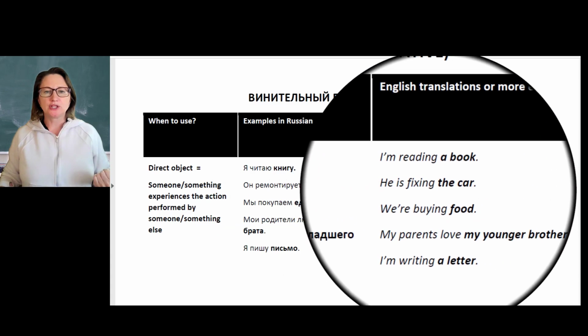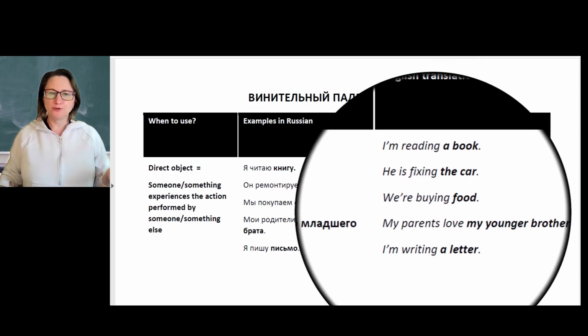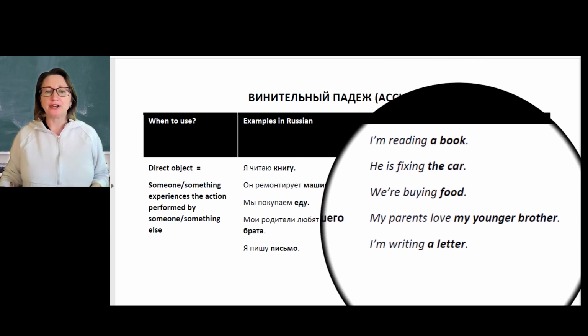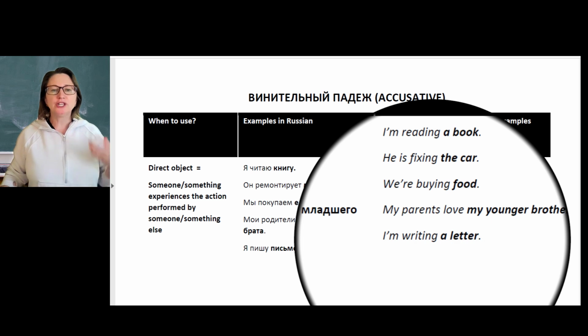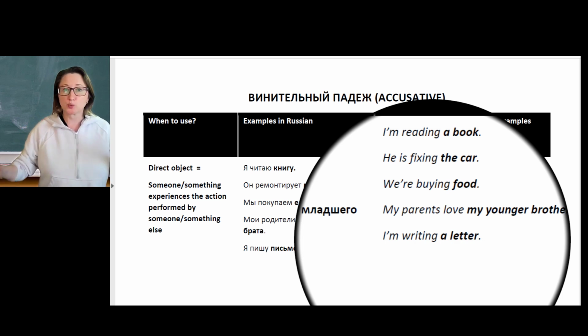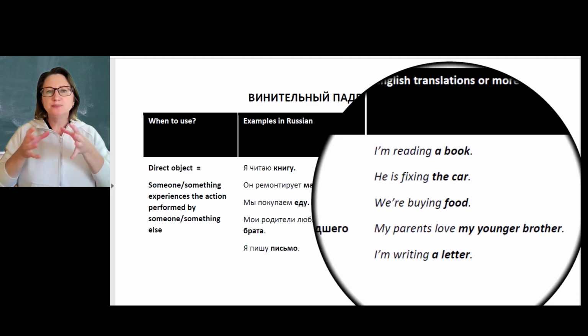So again, let's take a look at the English examples. I'm reading a book. The book is being read by me. He's fixing the car. The car is being fixed by him. We're buying the food. The food is being bought by us. My parents love my younger brother. My younger brother is being loved by my parents. I'm writing a letter. The letter is being written by me. So here, all the words in bold are experiencing a direct action done by the subject. So they are the direct object.